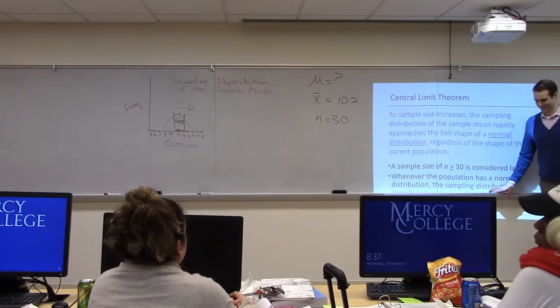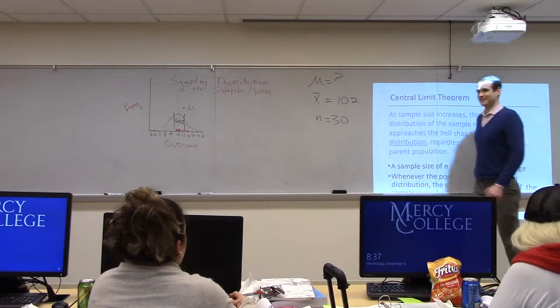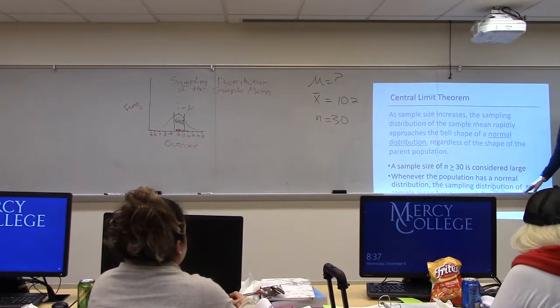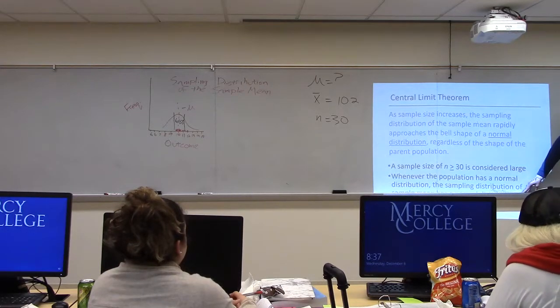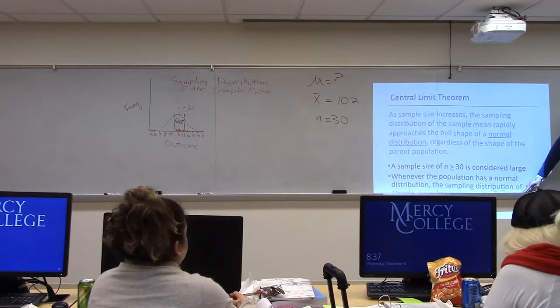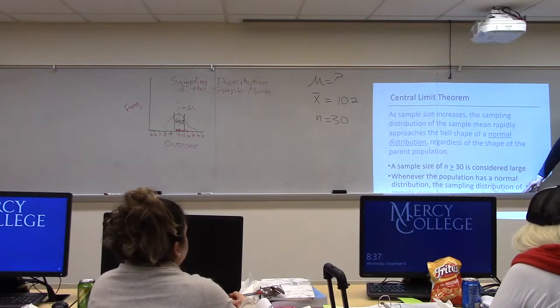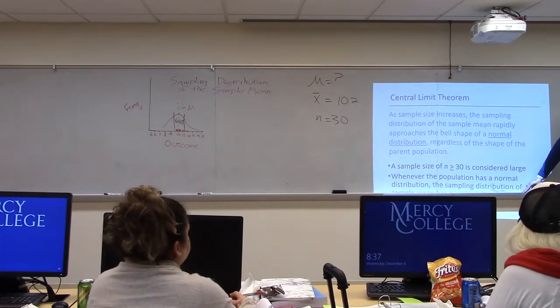So the central limit theorem, does that mean that the number of samples you take should be 30, or does it mean you have to do 30 samples? 30 is the sample size. Your sample size for any one sample should be 30.